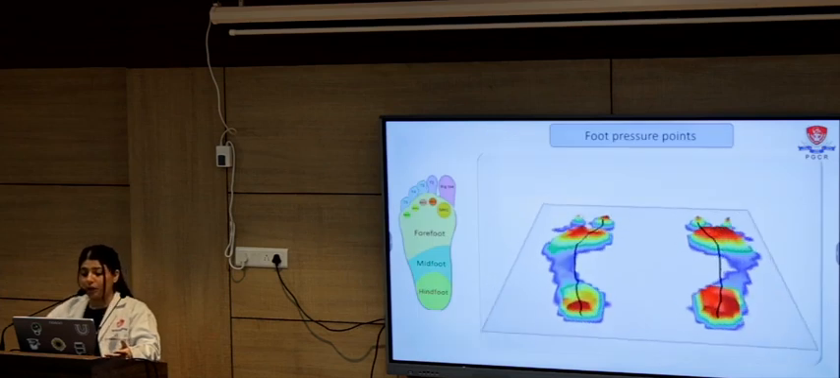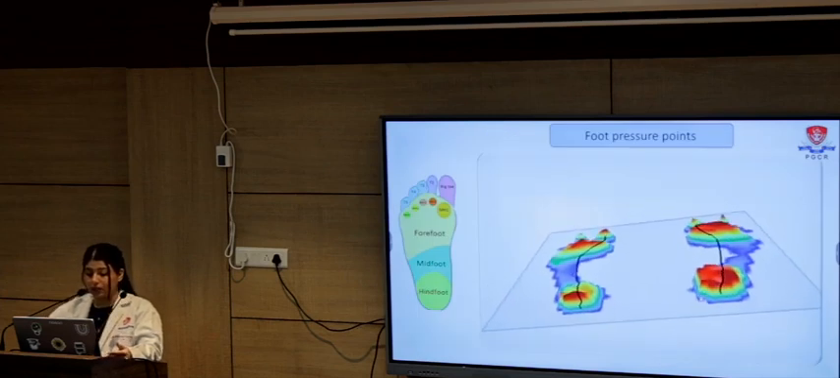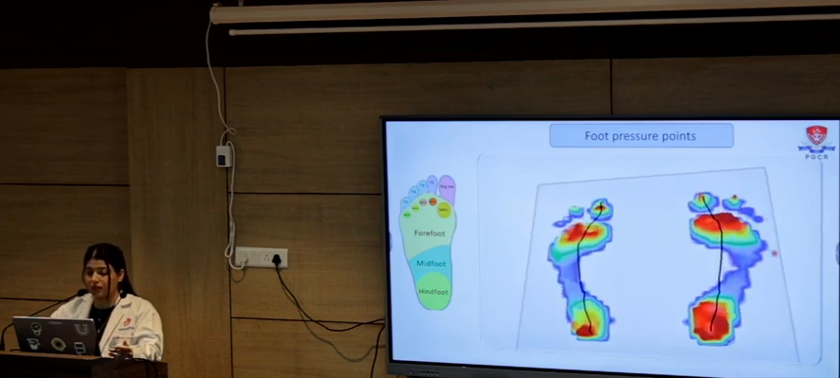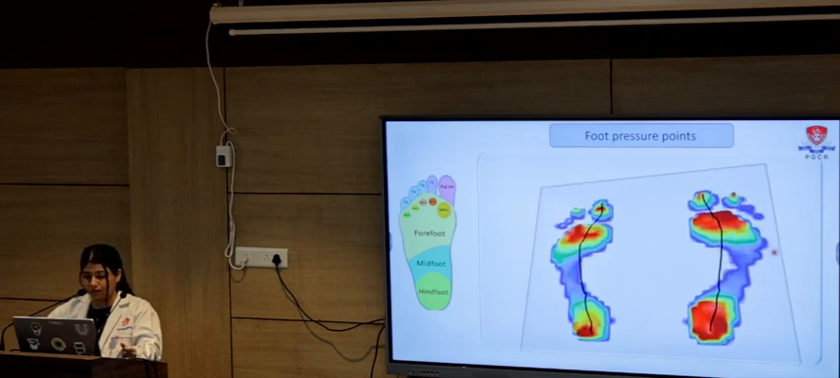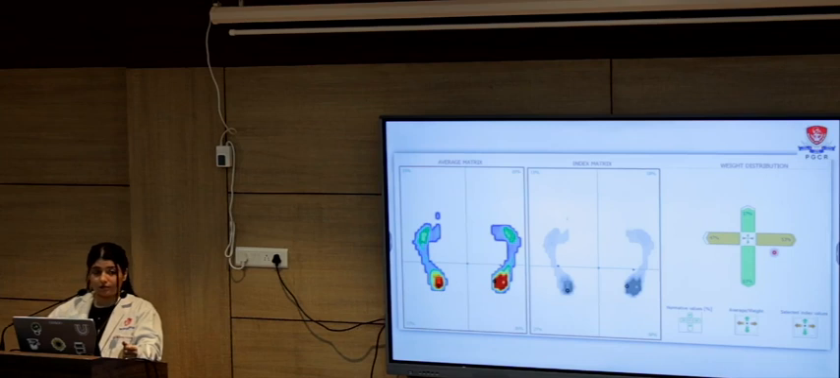This is the pedobarographic 3D model, where the red area shows heightened pressure and the blue area shows low pressure zones, with the intermittent shades showing the range of pressures from red to blue. We have this equipment with us.